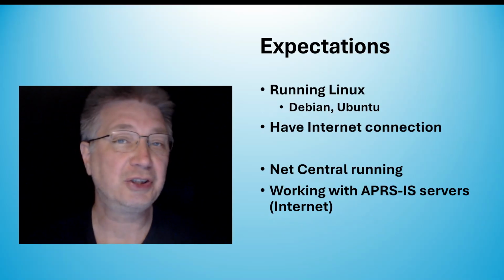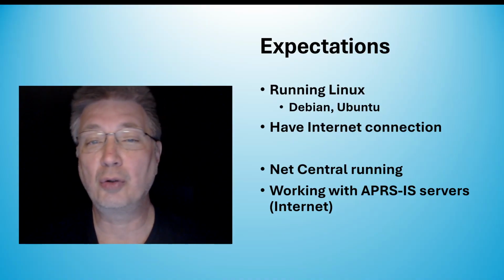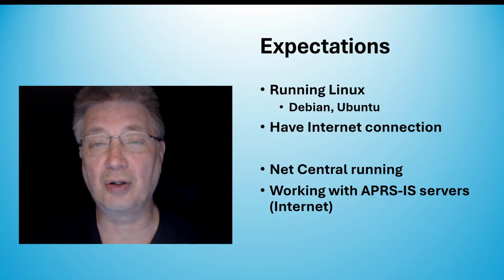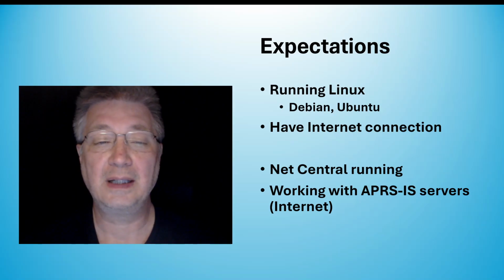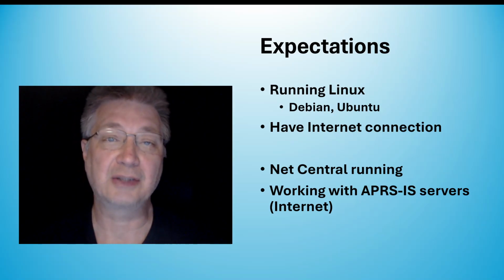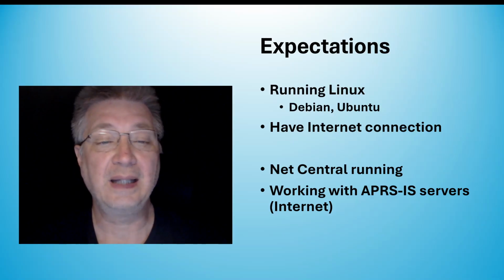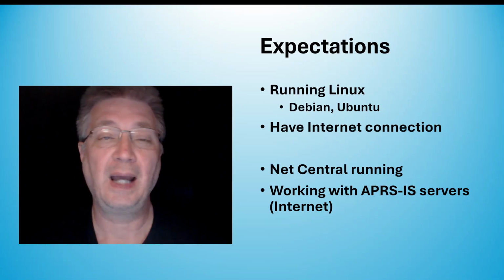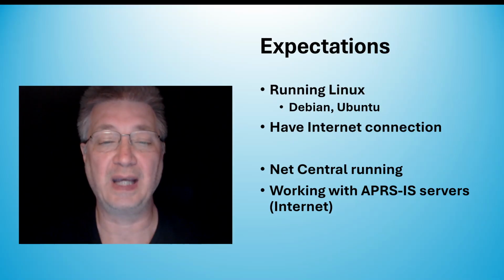So the expectations going into this video is that you have a running Linux system, whether it's Debian or Ubuntu. In this particular video, we're going to do the installation on a freshly imaged Raspberry Pi. And as part of that, you will need to have an internet connection so that it can download all the various updates and software. In the end, you would have a running NetCentral server, and it will be communicating to the internet and getting APRS data from the APRS-IS servers.